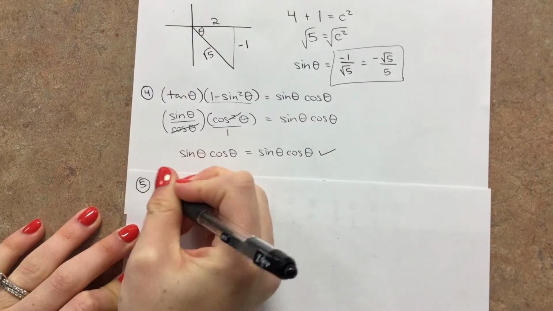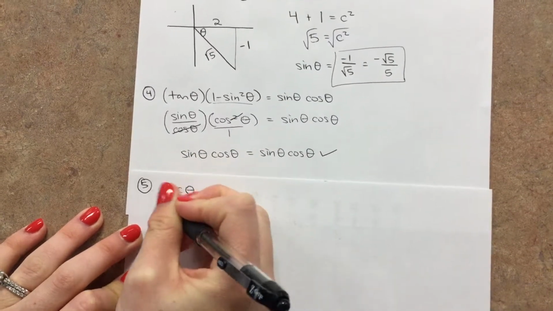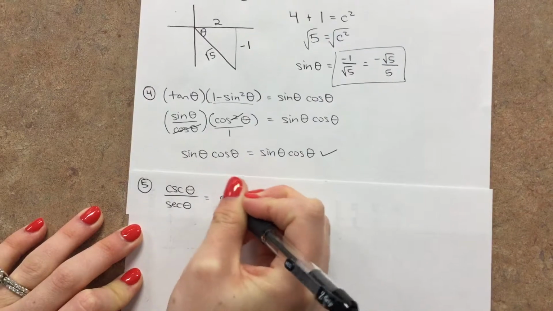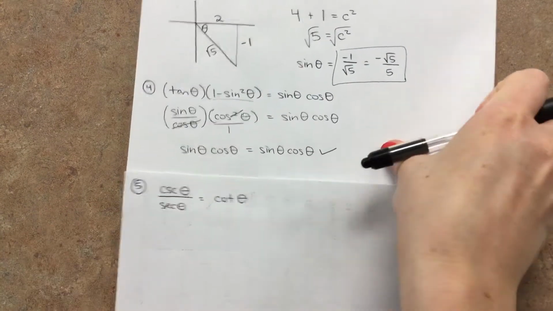Okay, number 5, some different properties. We've got cosecant over secant is supposed to come out to be cotangent. So neither side is in terms of sine or cosine. So we're going to want to put them both in terms of sine and cosine. So let's start with the left. It's a little bit more complicated.